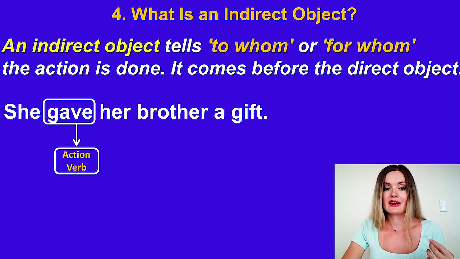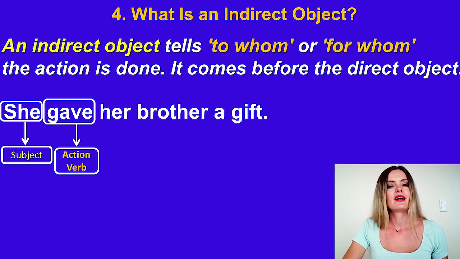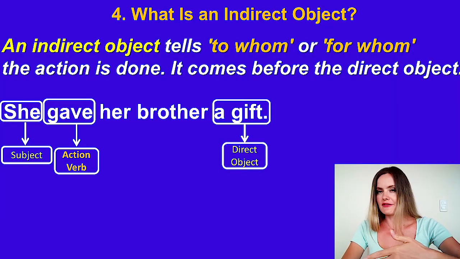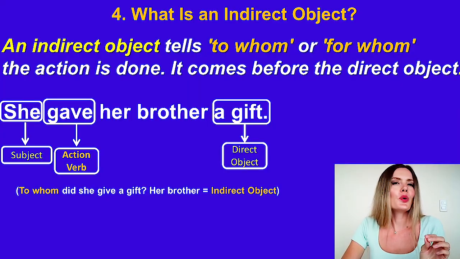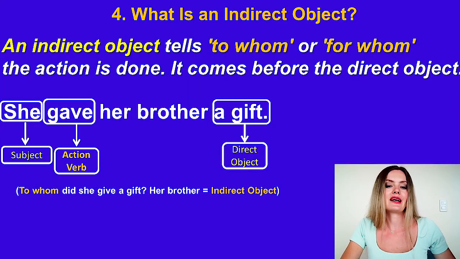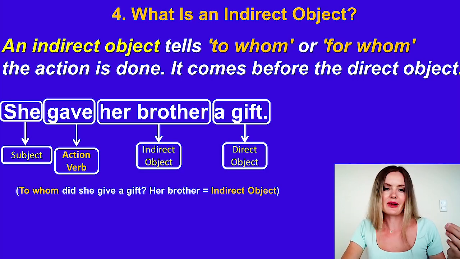So, gave is an action verb because it shows a physical action of giving, right? She gave. Then she is the subject. She gave what? What did she give? A gift. So this is a direct object. Then to whom did she give a gift? To her brother, so it's an indirect object. Her brother is an indirect object.